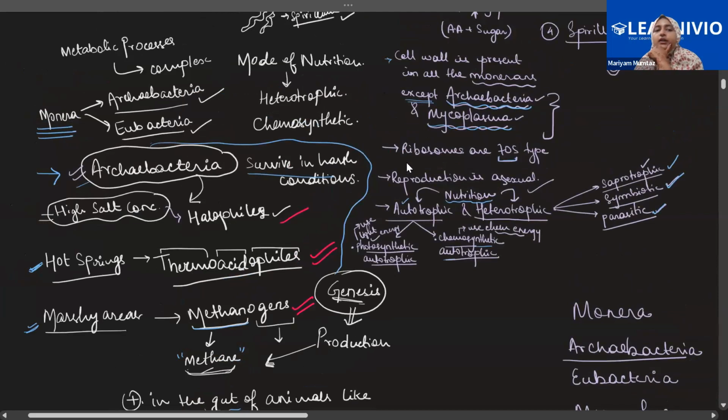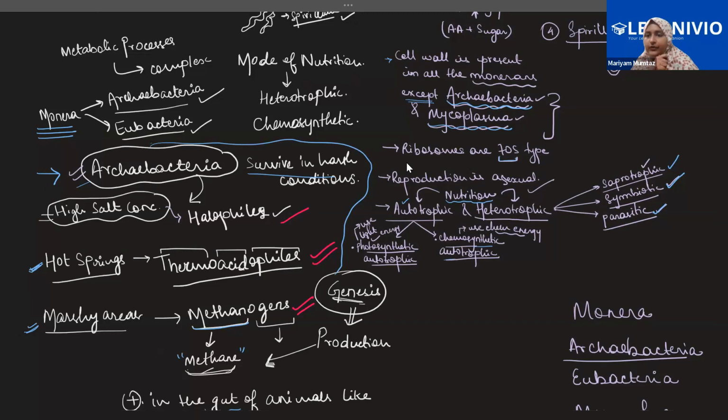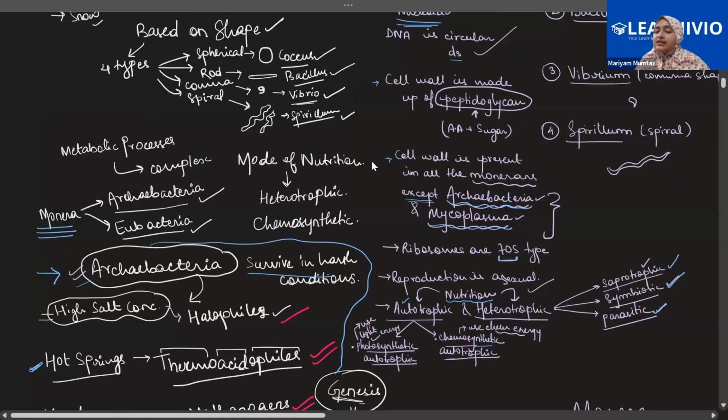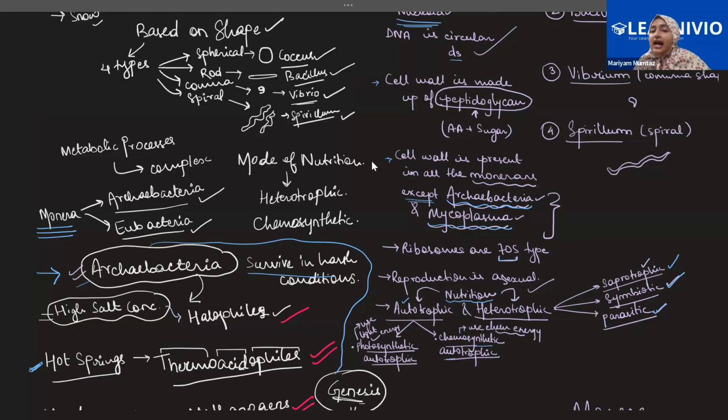All right. See, the Kingdom Monera has subgroups of certain bacteria. It has archaebacteria, it has eubacteria, and lastly, the mycoplasma is also there. Now, we have discussed earlier that the members of the Kingdom Monera have a cell wall made up of peptidoglycan. But the cell wall is present in all the members of the Kingdom Monera except archaebacteria and mycoplasma. These two groups do not have the cell wall.